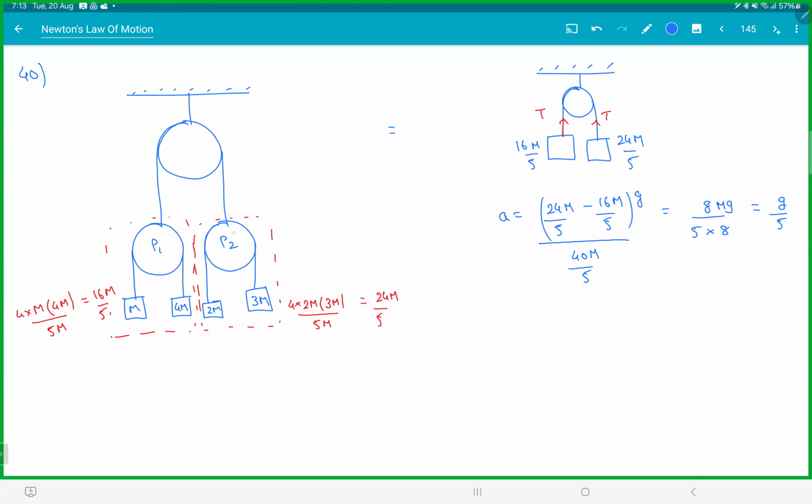So basically that will be the acceleration of the pulleys, isn't it? You're replacing this whole thing with a block of M1, M2, right? So this whole system is going up with this g by 5. So this would be the acceleration of the pulleys.